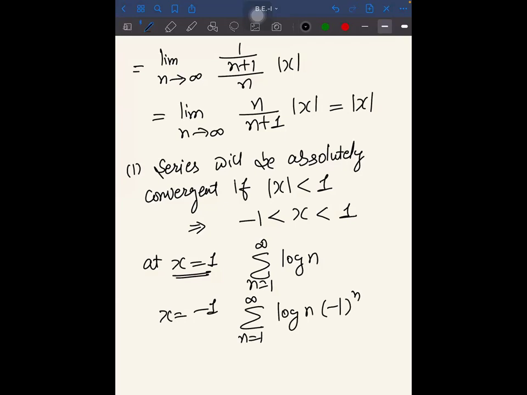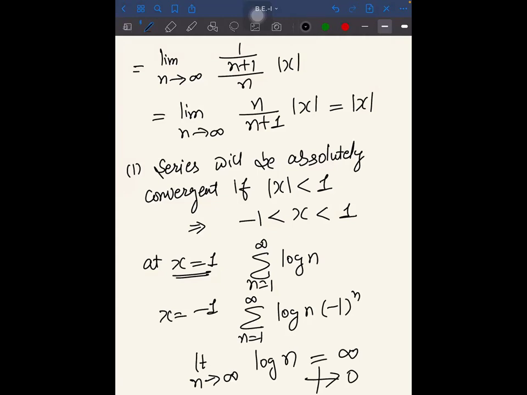Apply the nth term divergence test. Yes, sir. If you talk about this thing, this is not going to be 0. This would be what? Infinity. Fine. It is not going to 0, so the essential condition is not satisfied. That's why it is divergent, right?